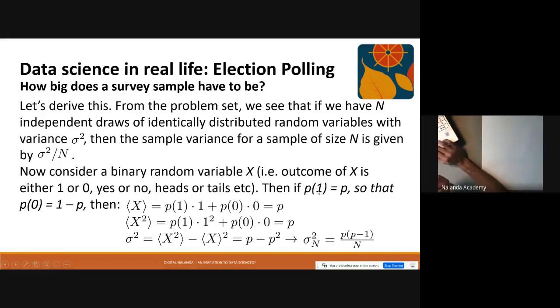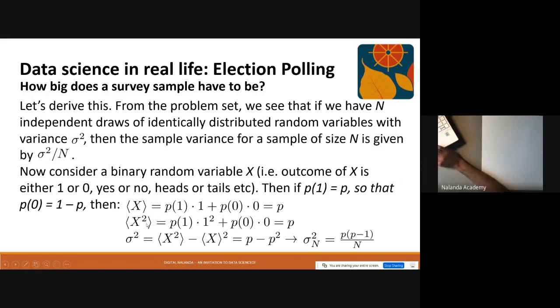And if the probability of one of the outcomes, let's say the probability of obtaining a 1, a heads, etc., is, say, p, then the probability of obtaining the opposite outcome, the other part of the binary, so in this case 0, or it could be tails, is 1 minus p. Then clearly the average is given by p times 1, the probability of getting a 1, plus 0 times the probability of getting 0, which is just p.